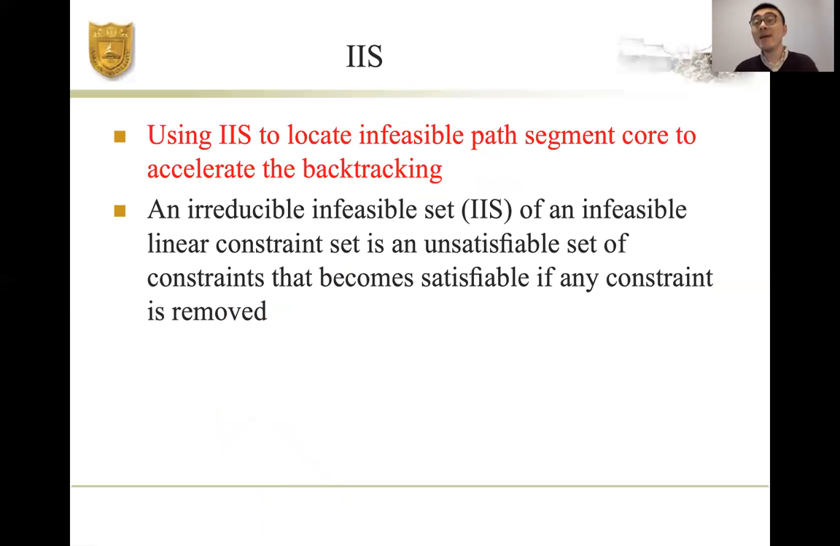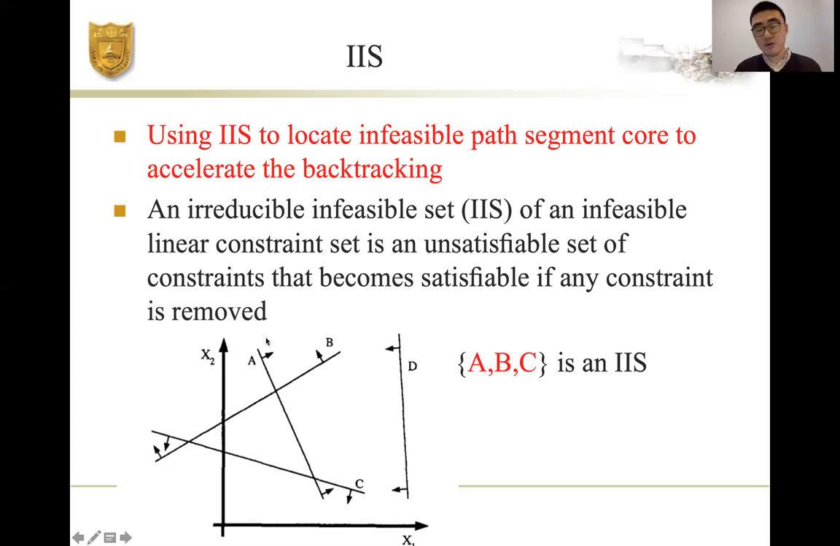Okay, here comes our method, IIS. We're using IIS to locate the infeasible path segment to accelerate the backtracking. What's IIS? IIS is an irreducible infeasible set. An irreducible infeasible set of an infeasible linear constraint set is an unsatisfiable set of constraints that will become satisfiable if any constraint is removed. For example, here, we can see constraints A, B, C, and D, right? If we put A, B, C, and D together, then the complete set is infeasible.